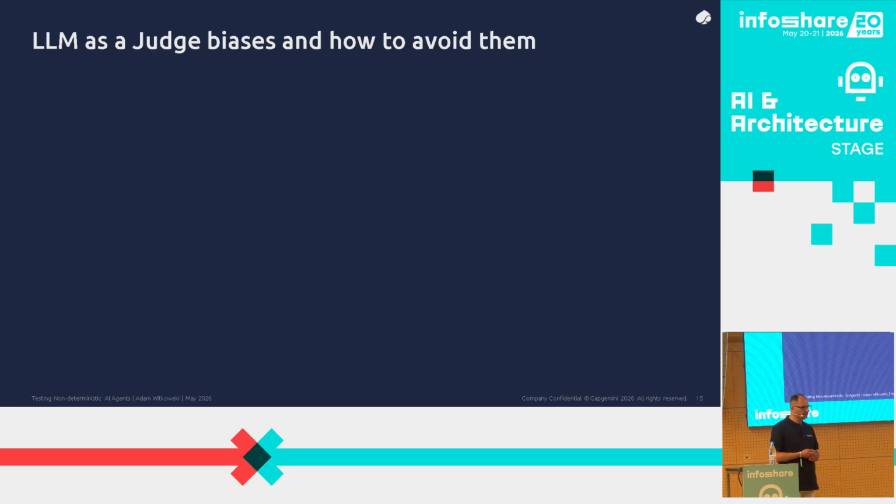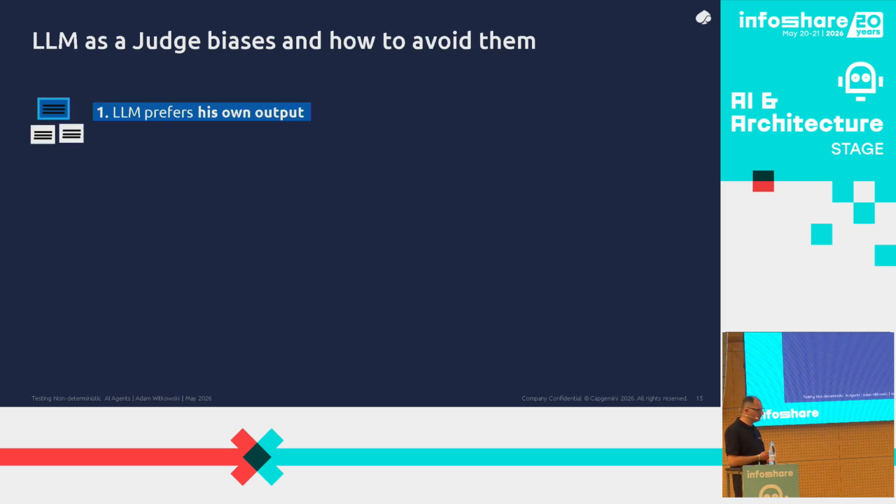Okay. But when we use LLMs, and the LLMs are our judges, so they tell us if our software is good or bad, we need to be very careful, because LLMs have biases. I would like to show you 4 kinds of biases we found and what we can do with them. Some of them are trivial to fix, but we need to be aware that they exist, and some of them are quite difficult. Okay, so let's start with the first one.